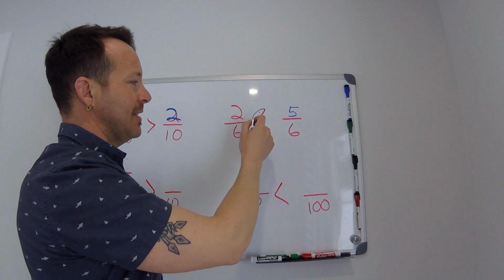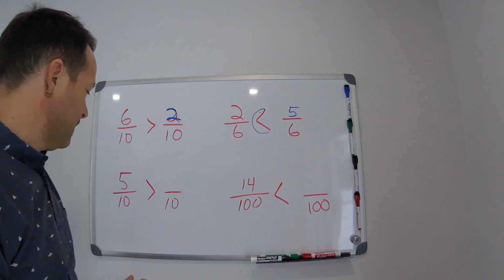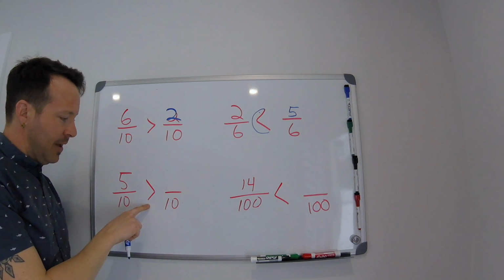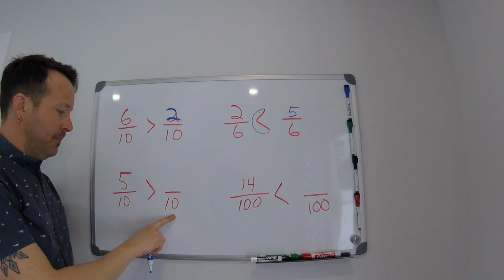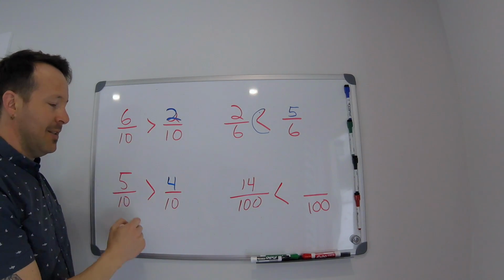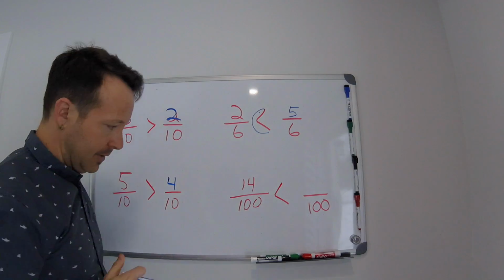2/6 is less than 5/6. Let's look at this one. 5 tenths is greater than what over 10? Well, 5 is greater than 4, so 5 tenths is greater than 4 tenths.